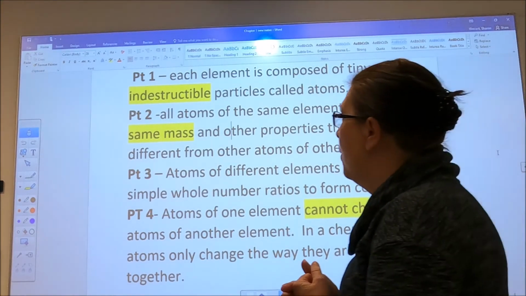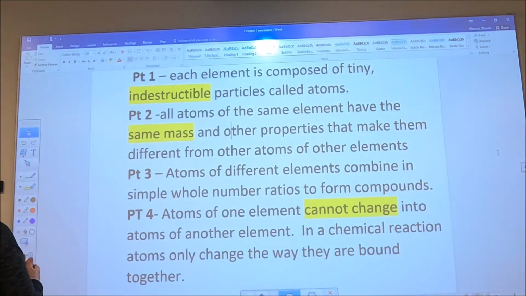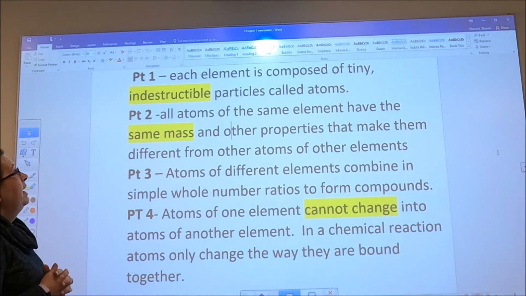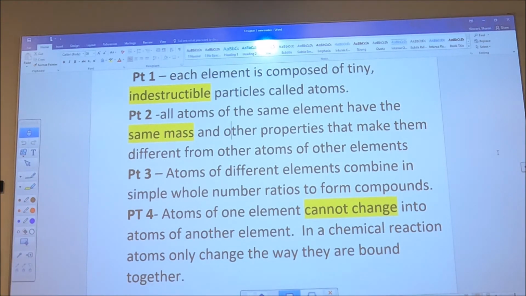Okay, so let's look at the points of Dalton's atomic theory. Point 1, each element is composed of tiny indestructible particles called atoms. Dalton thought of atoms as the ultimate marble. Okay, they're super teeny, BB's gone mad. Okay, and he said that each one of them was indestructible. Anything I've highlighted in yellow is something that we're going to have to change later on.